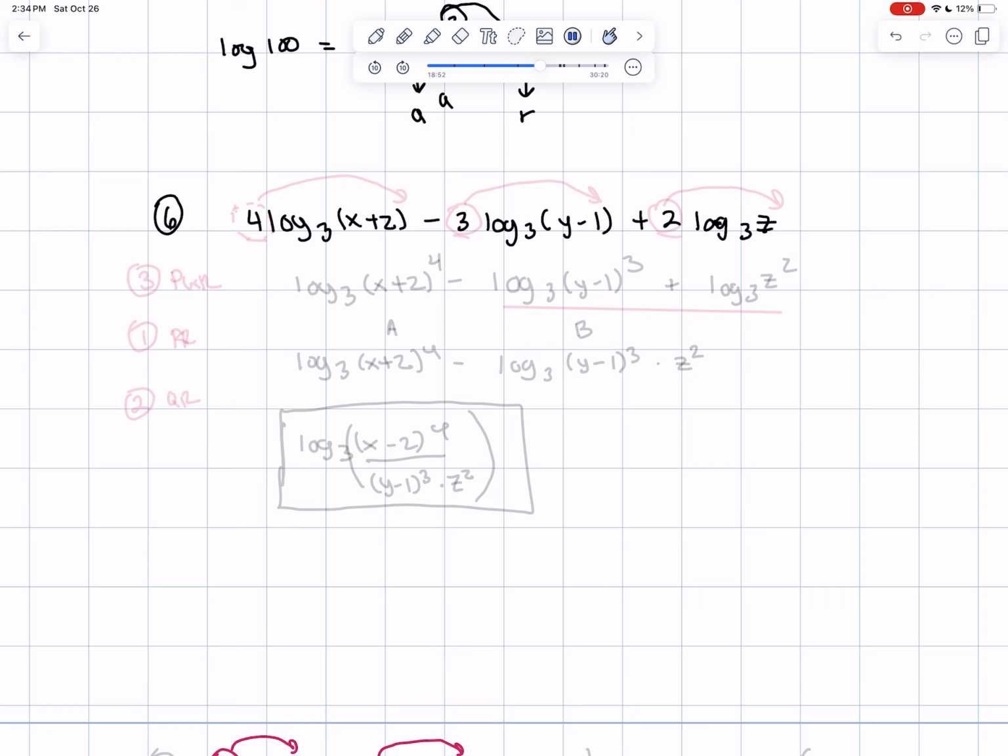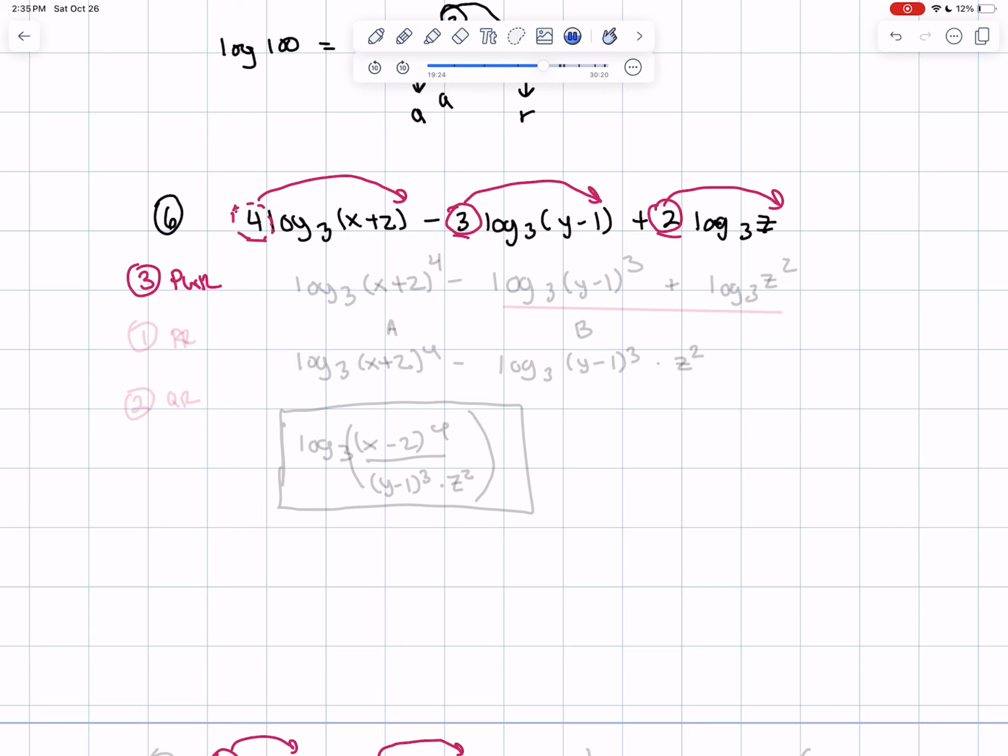Welcome back. Let's walk through this problem. The first thing I see is I have values in front of my logarithms. So I know right away the first rule that I'm going to use is the power rule. If you have a value in front of a log, know that you're going to use the power rule first. All of these want to go into the exponent position. So this is the power rule, and this was number 3.